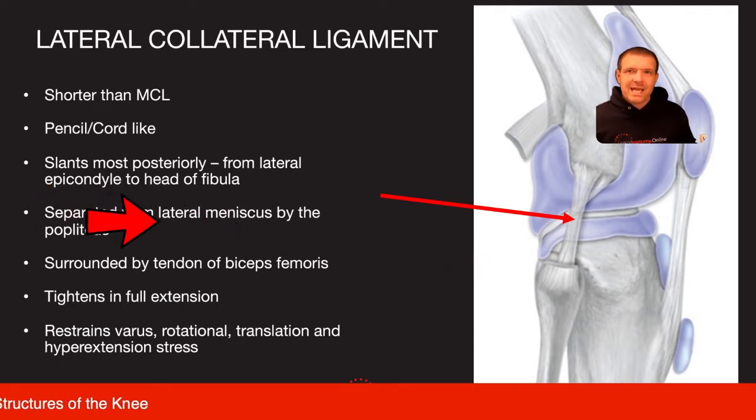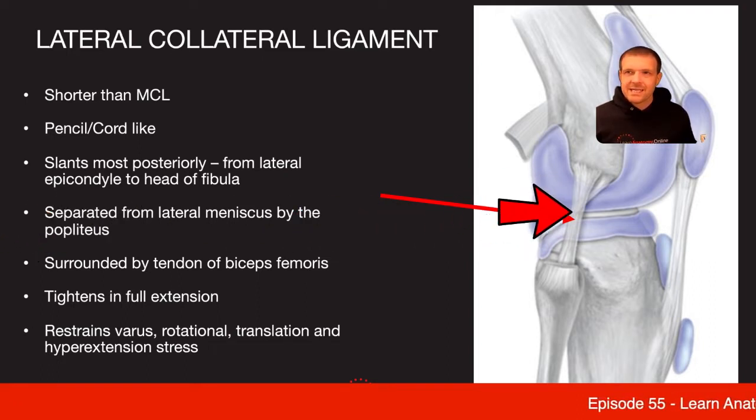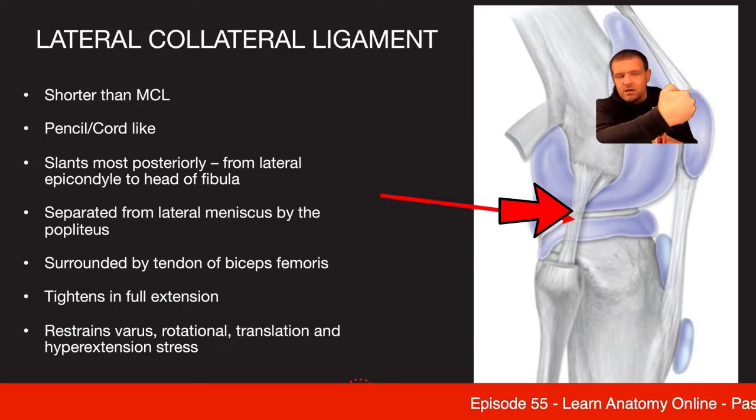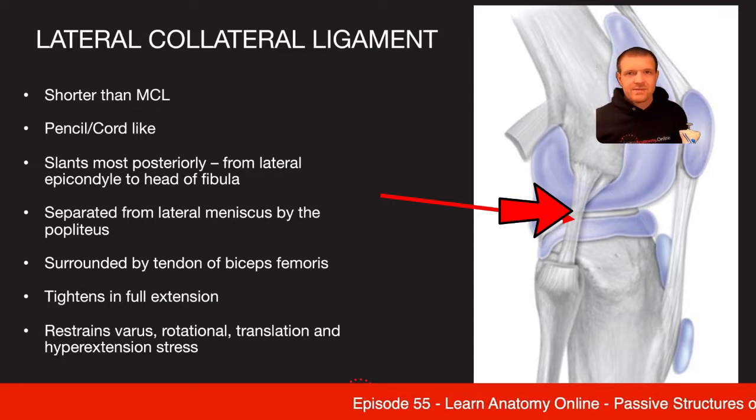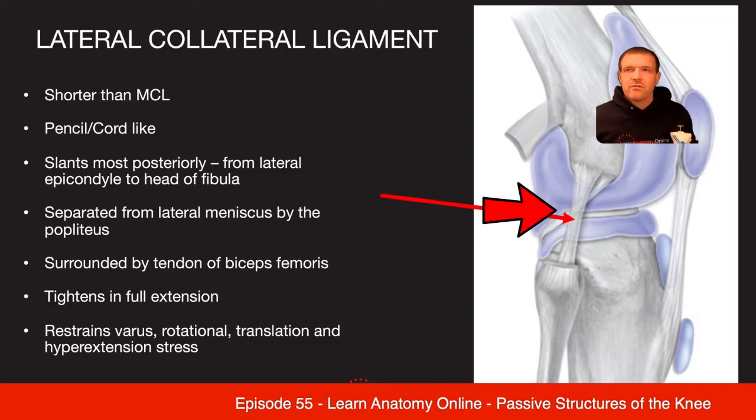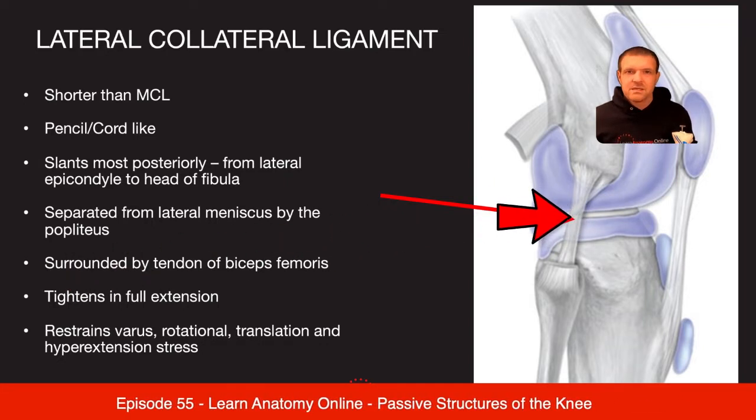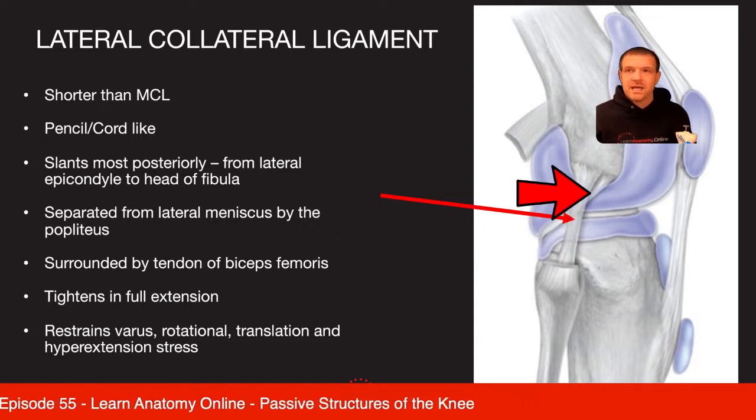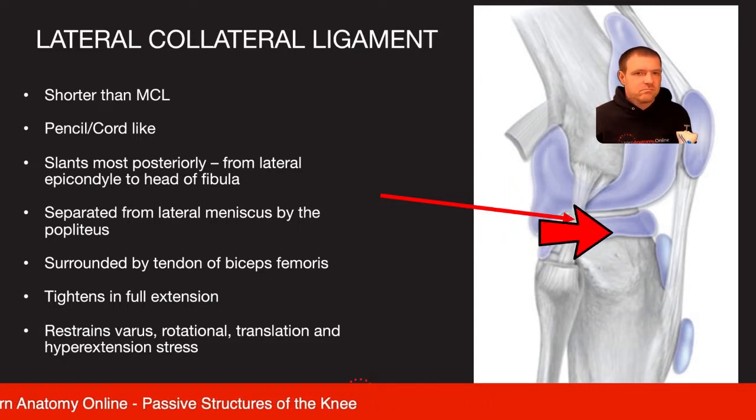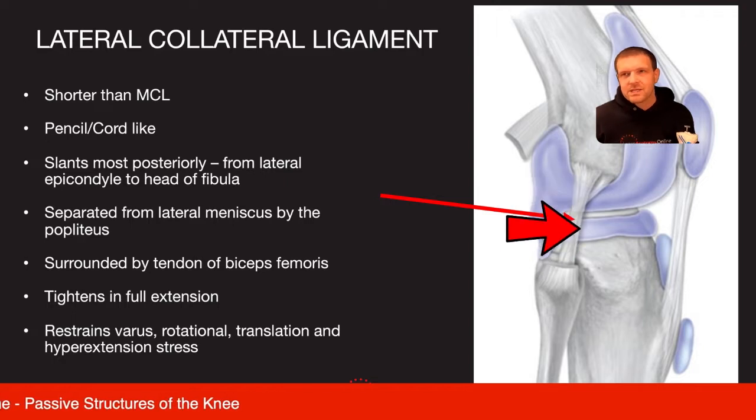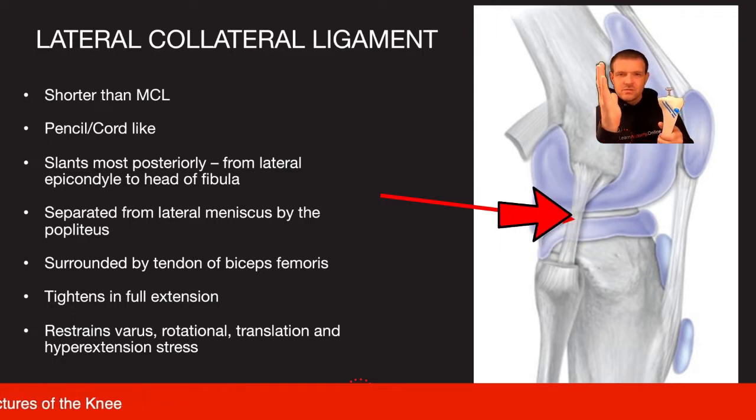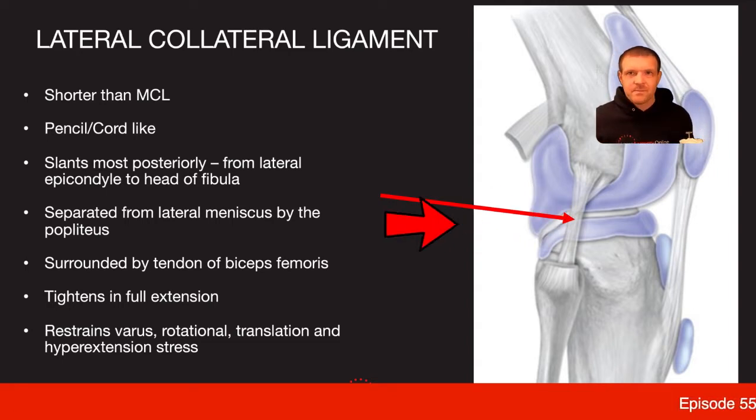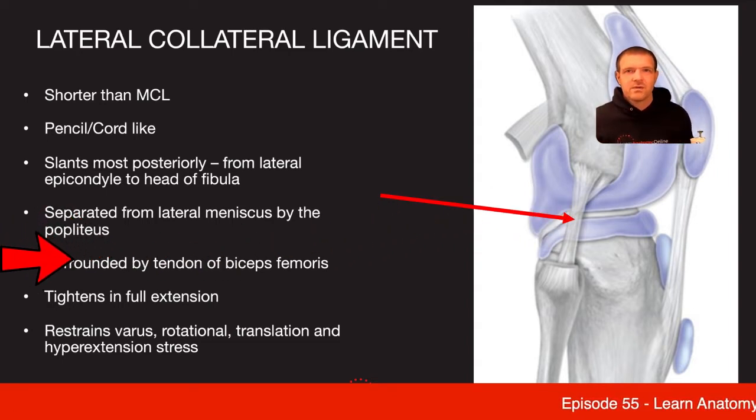It's separated from the lateral meniscus by the popliteus muscle, and we haven't had a look at that yet, but we will do. So there is no attachment here to the structures that are underneath. It's completely separate, and there is a gap in between. So if you injure the lateral meniscus, you can injure that on its own. There may be no effect on the lateral collateral ligament at all, but because the medial is connected to the meniscus, you often get them injured together. So that's just something to be aware of.